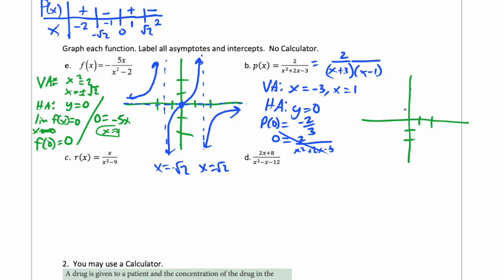I'll make a couple of lines. And then we've got vertical asymptotes at negative 3 and 1. So negative 3 is over here. X equals negative 3, and then 1's over here. We've got a horizontal asymptote at y equals 0. And we've got a y-intercept of negative 2/3.